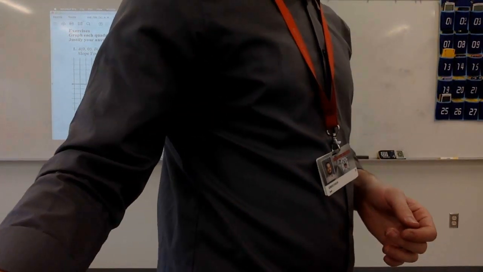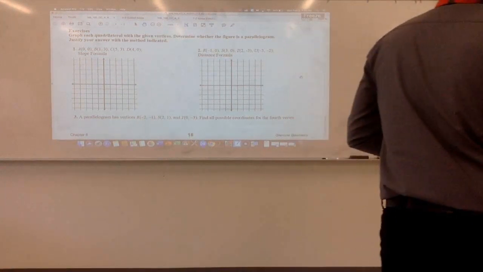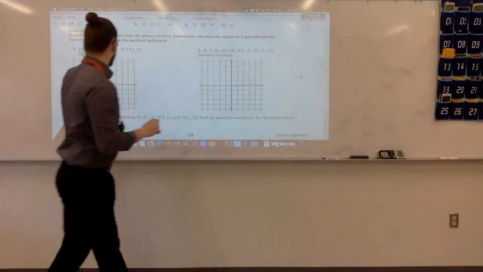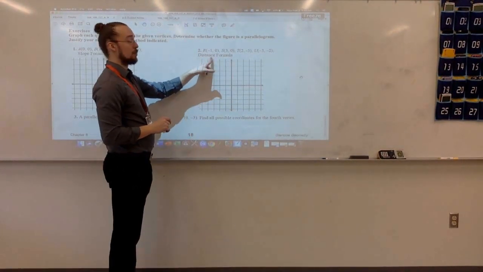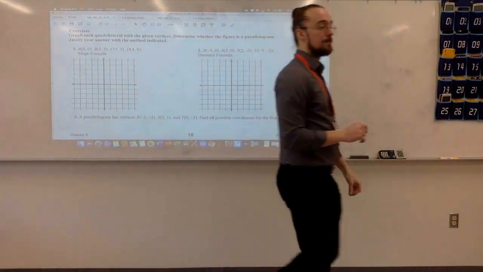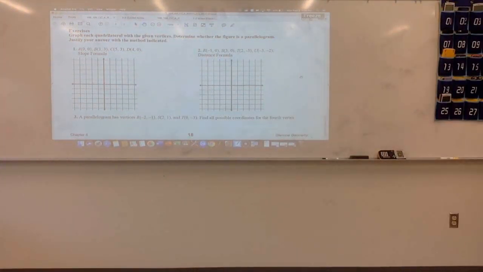What's up? For the first one, I want you to do it like example 1 with the slope, and then for the second one, like example 2 with the distance formula. No, you need to find the slope of all 4 sides.